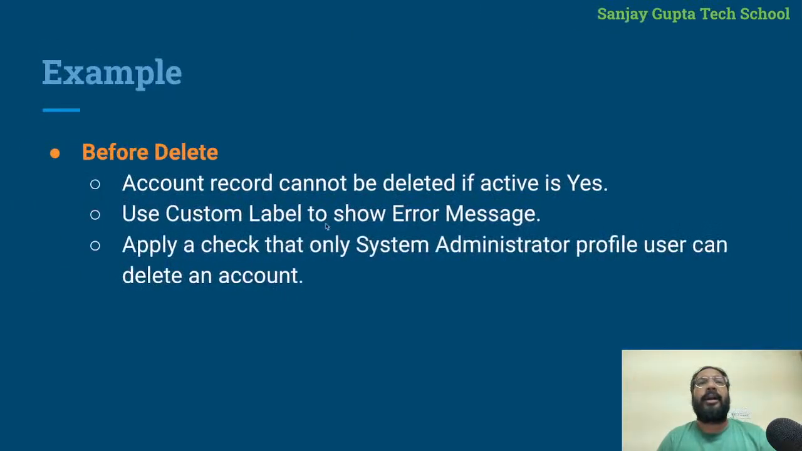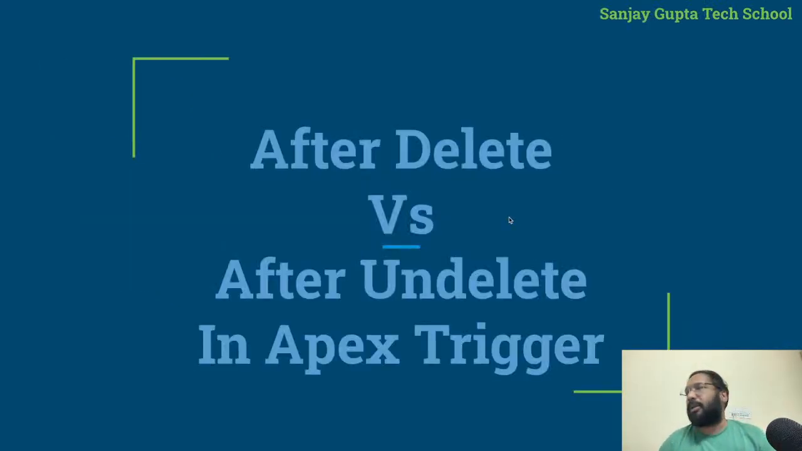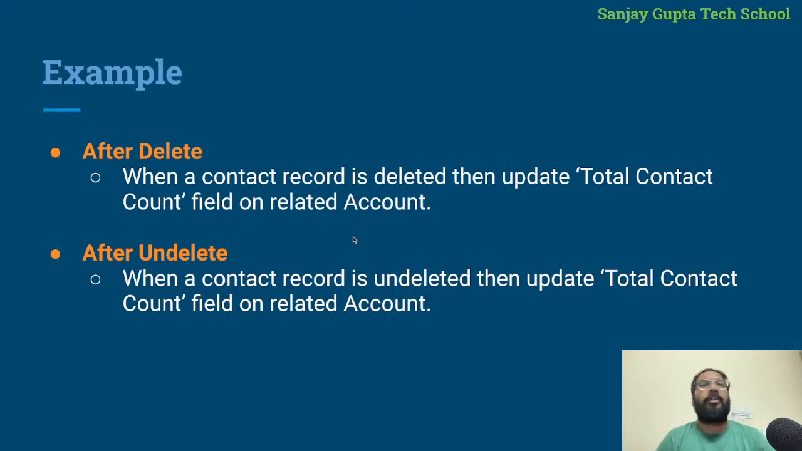Okay, guys. So moving ahead, we already discussed before delete. Now I am going to discuss after delete and after undelete. First, I will be implementing one scenario for after delete, and the same scenario I will leverage for after undelete. This is the requirement that I'm going to implement. The requirement says when a contact record is deleted, we need to update the total contact count field on the related account.